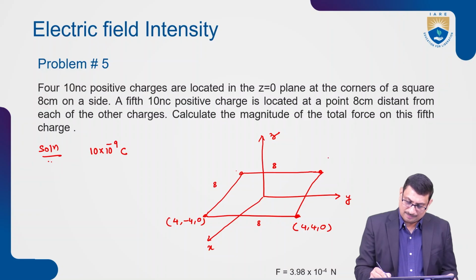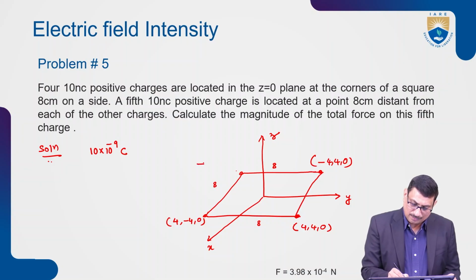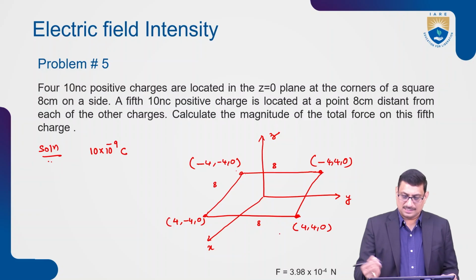Then this point will be on the negative side, it is minus 4 comma 4 comma 0, and this point becomes, where y is equal to minus 4, minus 4 comma minus 4 comma 0. So therefore this distance is also 8, and this distance also 8, yes, perfectly.